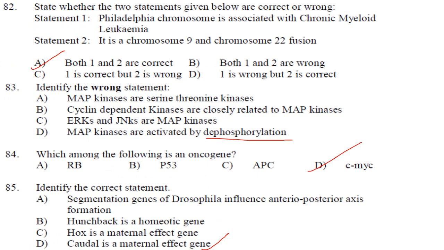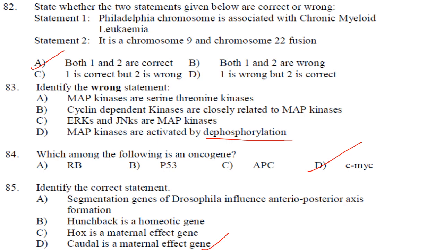Then next one. State whether two statements given below are correct or wrong. Philadelphia chromosome is associated with chronic myeloid leukemia. Yes, that is correct. It is a chromosome 9 and chromosome 22 fusion. That is also correct. So both 1 and 2 are correct. Answer is option A.